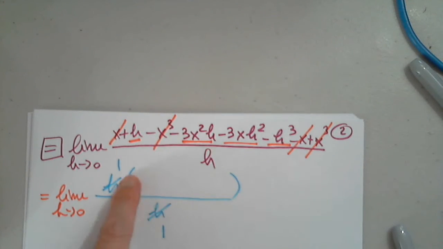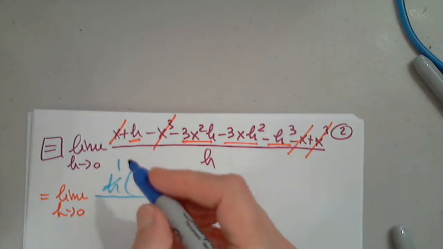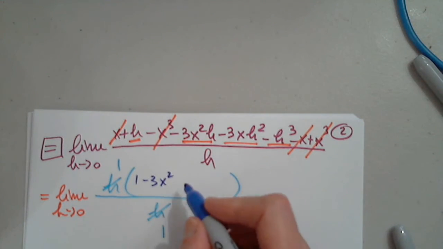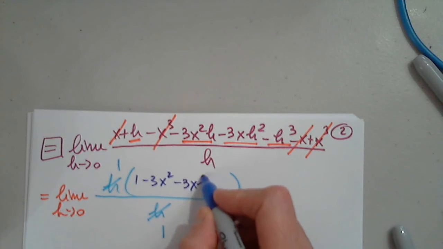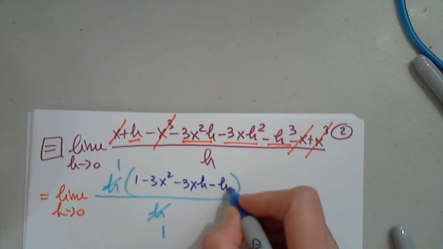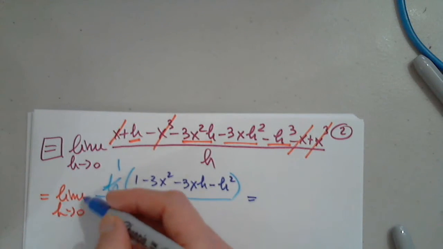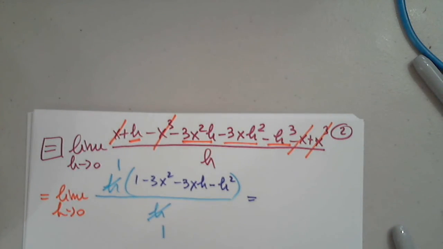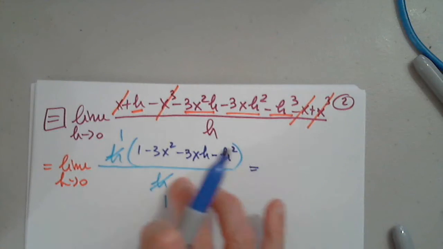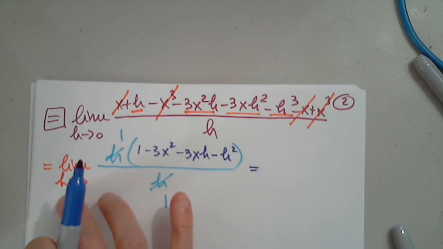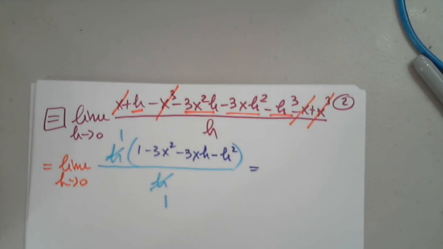So what we have here, and how many terms? You have 1 minus 3x squared, minus 3xh, minus h squared. Excellent. So I have 4 terms. I have to have 4 terms in parentheses. Finally, this gets dropped because we are applying the limit now. We apply this operator to this function. We no longer copy it. We get the final answer.